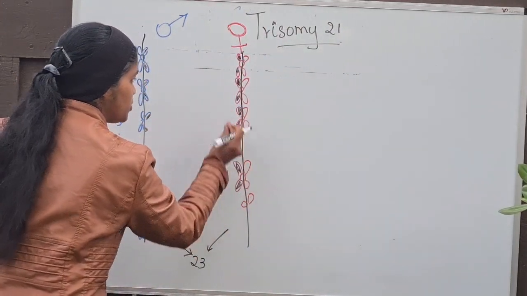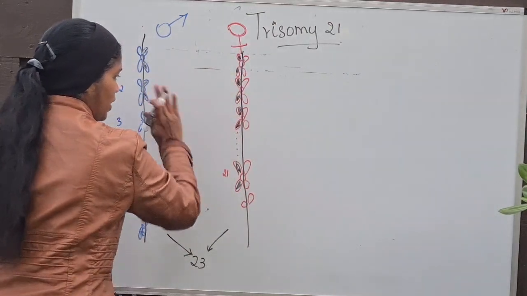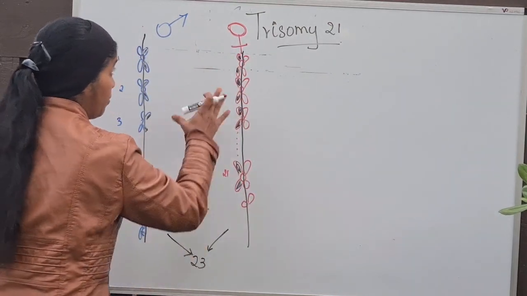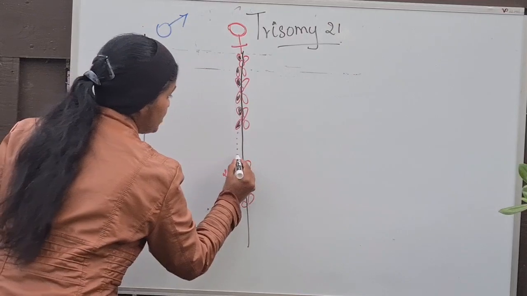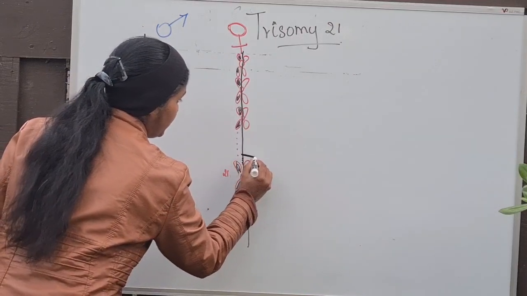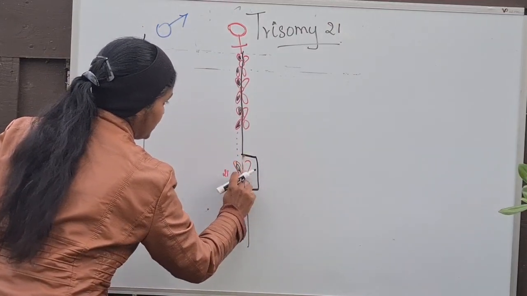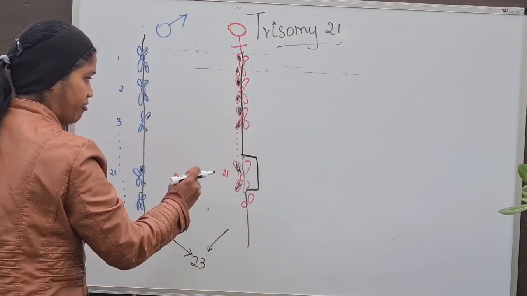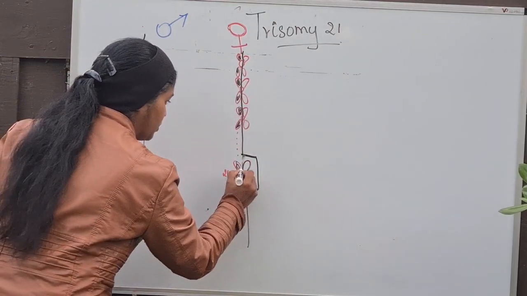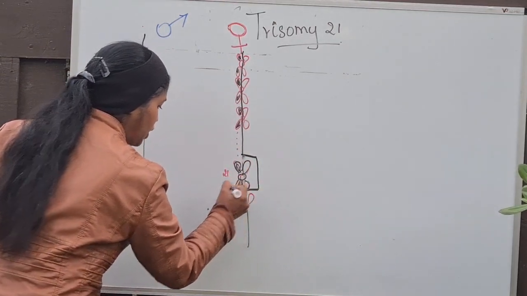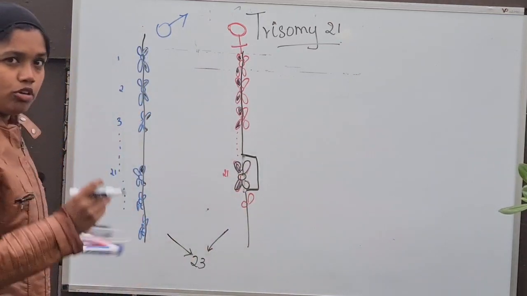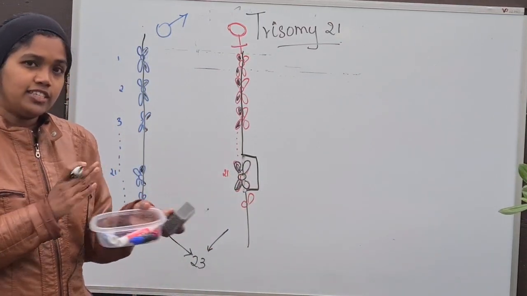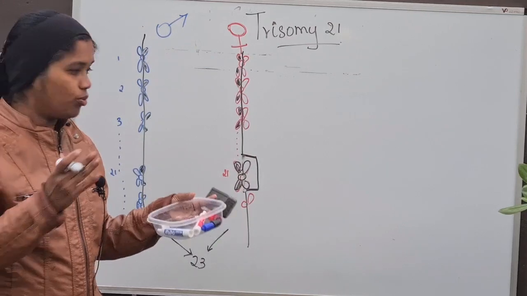But what happens in trisomy 21? Actually these chromosomes are supposed to give only 1/2 of it to form the offspring. But in trisomy 21, this 21st chromosome alone undergoes a non-disjunction such that instead of just half, the entire 21 comes. So the entire 21 is presented to the offspring because there is no disjunction. There is a non-disjunction of chromosome 21.